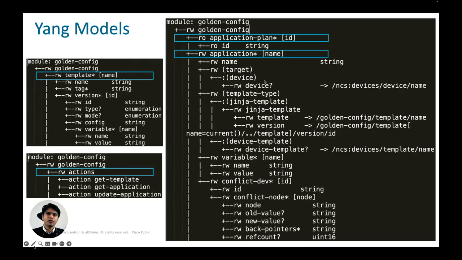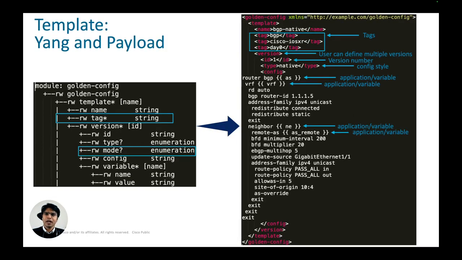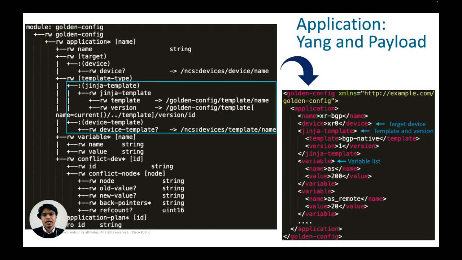Here is a YANG tree of golden config. We won't go into much detail, but at a higher level we have template, application, application plan, and a few actions. This is a YANG to payload mapping for template. We give name, version, type, config, and there are tags for easy identification and search capabilities. This is the application YANG to payload. We map device to the template in an application. Template could be a Jinja template or device template, and we can add a variable list.